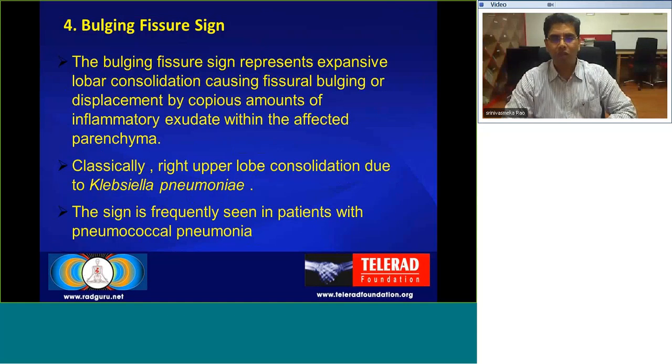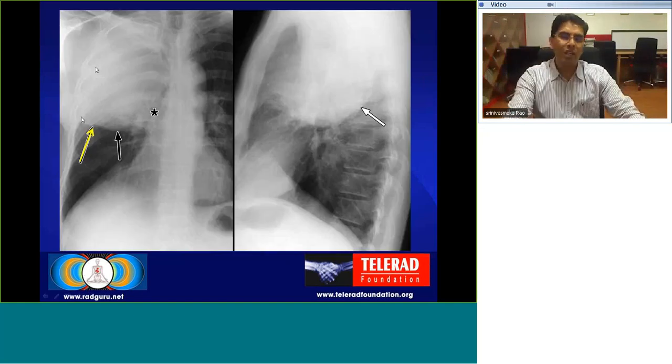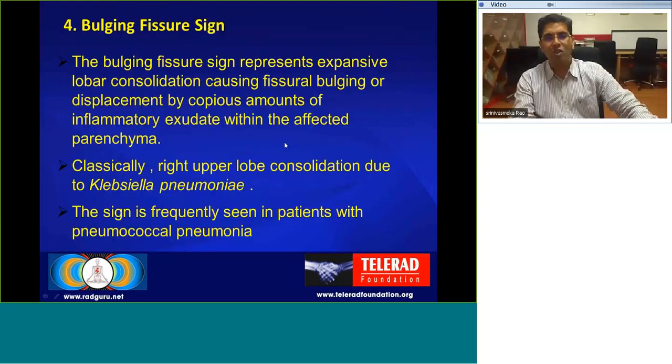Okay, next is the bulging fissure sign. There are fissures in the lungs. Whenever there is consolidation, if it is expansive, it may cause fissural bulging. This bulging is because of the copious amounts of inflammatory exudate that accumulates in the alveoli or parenchyma, which gives rise to this appearance. This is how it will classically look. Usually, the fissures are either horizontal or have a concave border. In this case, you can see it is kind of pushing down. It has this typical convex border.